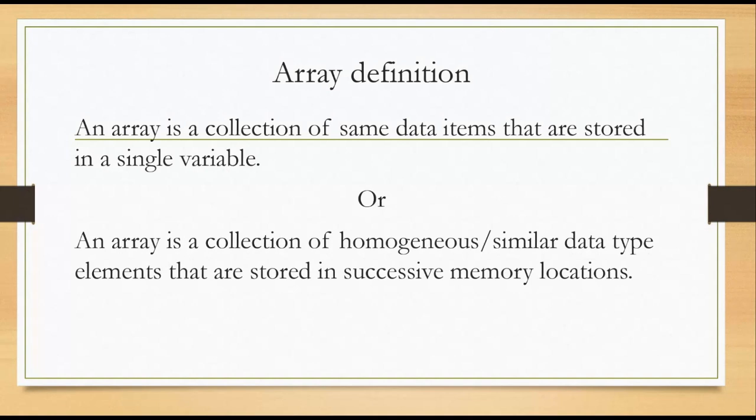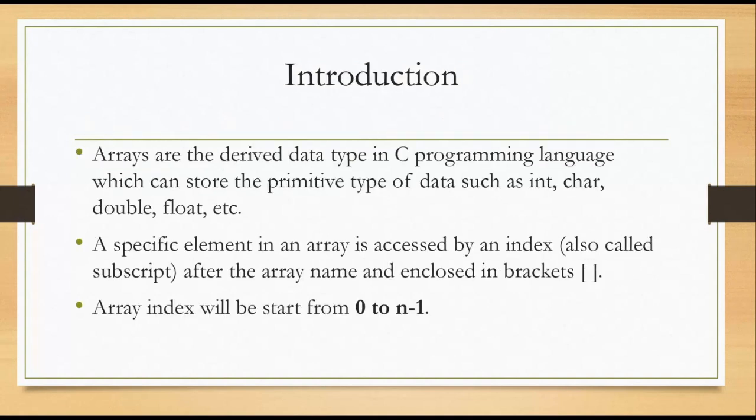Coming to the introduction, arrays are derived data types in the C programming language which can store primitive types of data such as int, char, double, float, etc. A specific element in an array is accessed by its index, which is also called a subscript, enclosed within square brackets. Array index starts from 0 to n-1, which is also called the range.